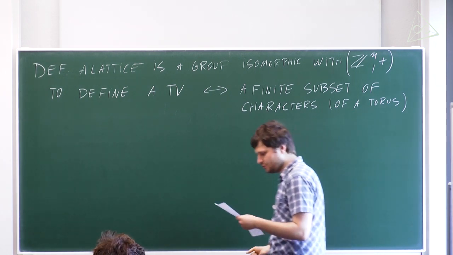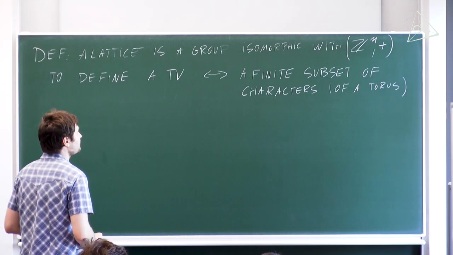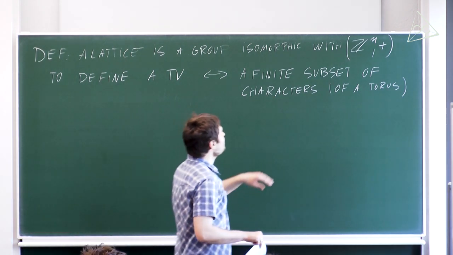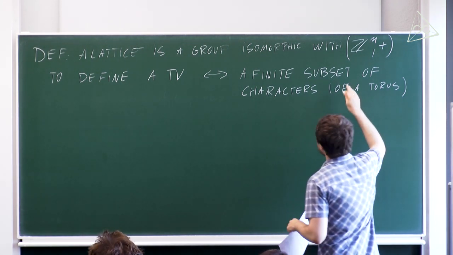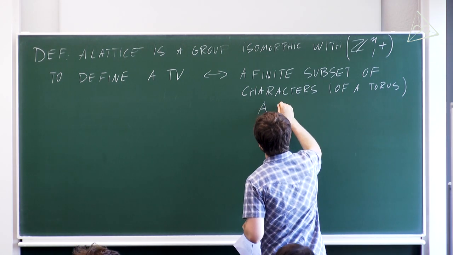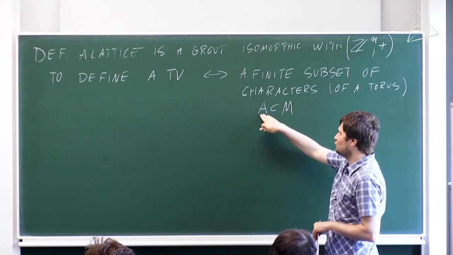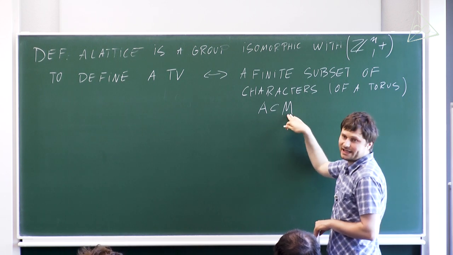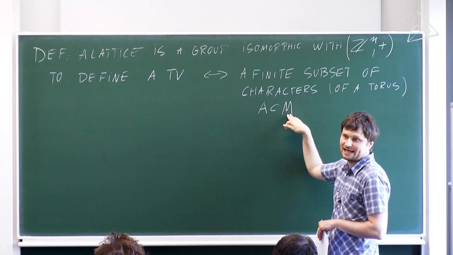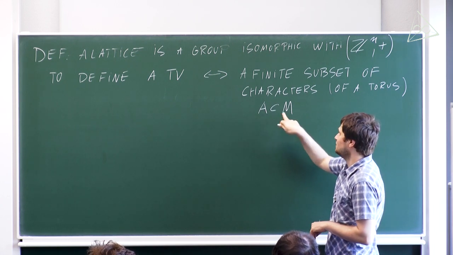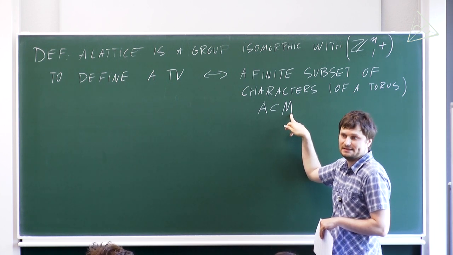Okay, and we will see a few examples. So, first of all, we should notice that when we take a subset, let's call this subset A in the lattice M, it does not have to generate the whole M as a subgroup. It could be a smaller subgroup. For example, if we take 2 in Z, it generates the even numbers. It doesn't generate the whole Z.